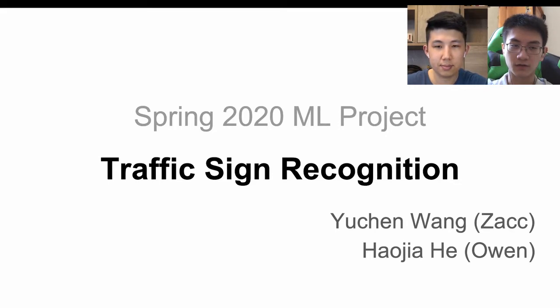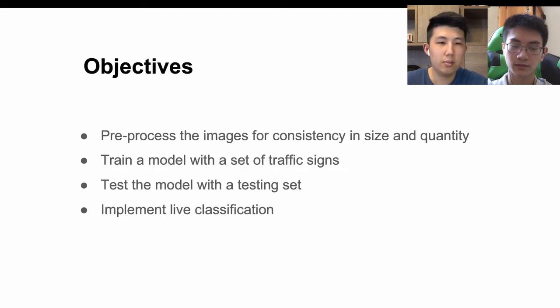I'm gonna introduce our final project, the traffic sign recognition. The main objectives of this project are to pre-process the images and to train a model, test a model, and implement live classification. The main goal of this project is to mimic the fundamental algorithm of self-driving vehicles.